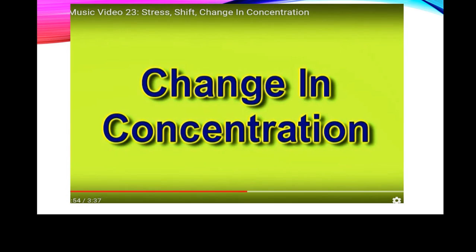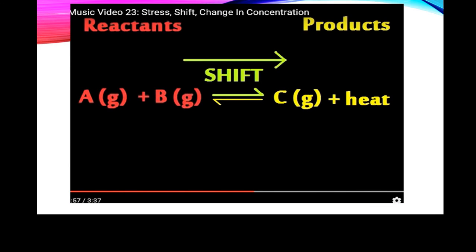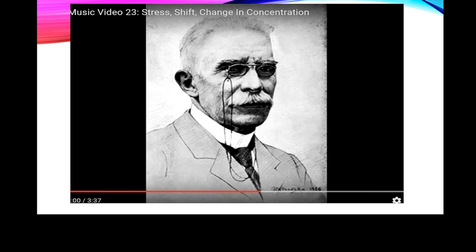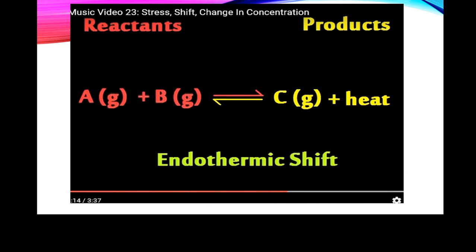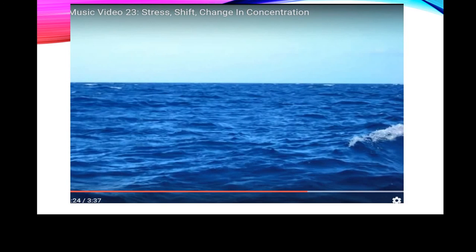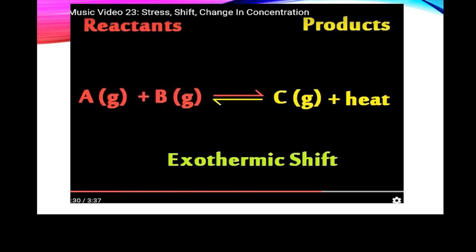Stress, shift, changing concentration. The shock is so much fun. Equilibrium shift for everyone. If you raise the temperature, shift endothermically. Move away from the side with heat, and you will surely see. If you cool the system down, it's an exothermic shift. So light towards the side with heat, the temperature will lift.